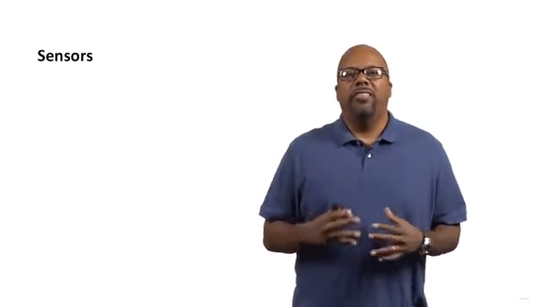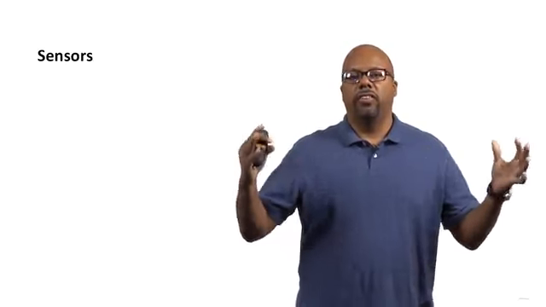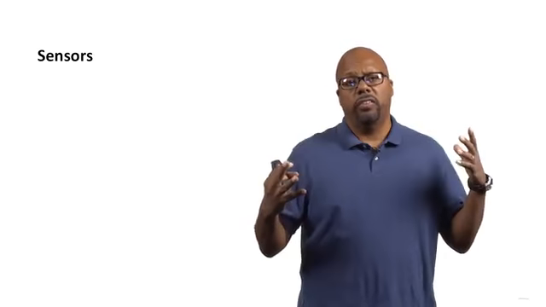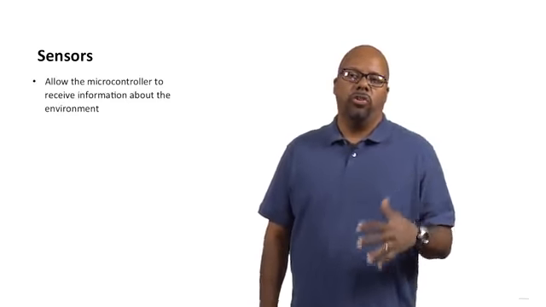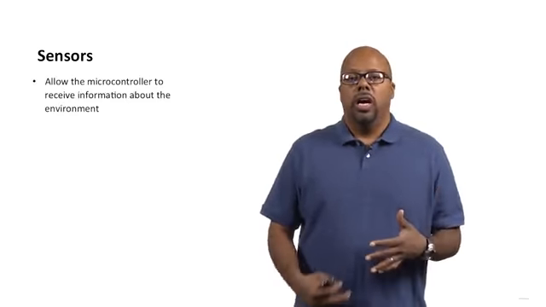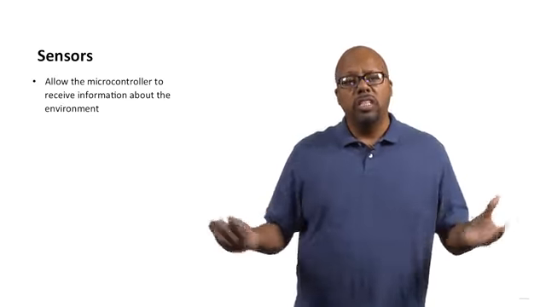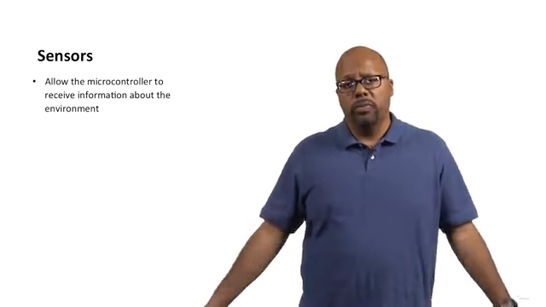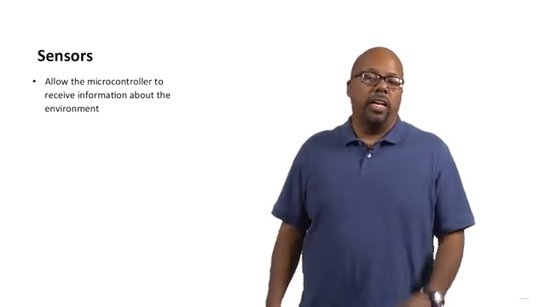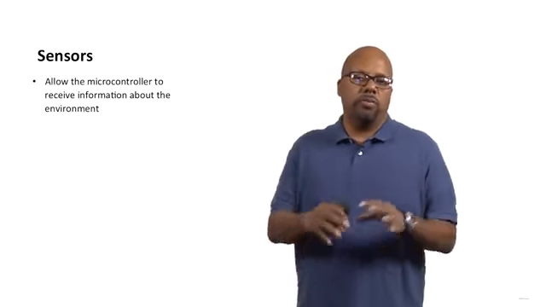So IoT devices and embedded devices in general have sets of sensors. Sensors are the inputs to your device. Sensors are how the device perceives the outside world. It allows a microcontroller, which we have on the Arduino, to receive information from the outside world about the environment. Now the environment could be simple stuff like pressing a button, but it could be more complicated aspects of the environment.